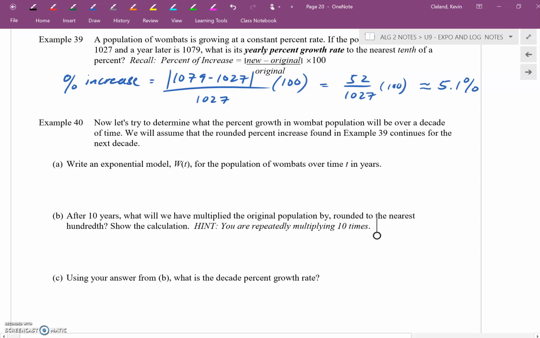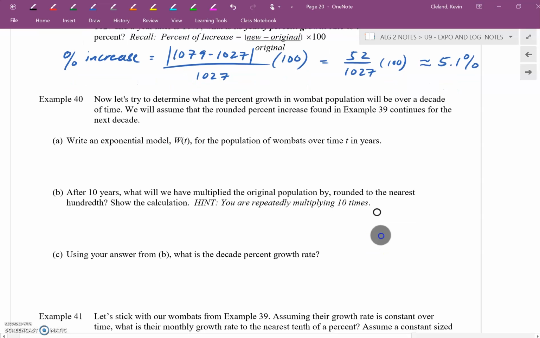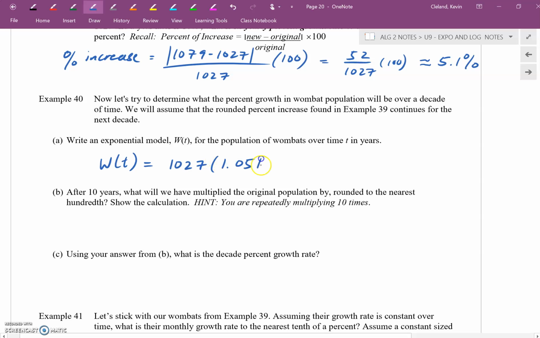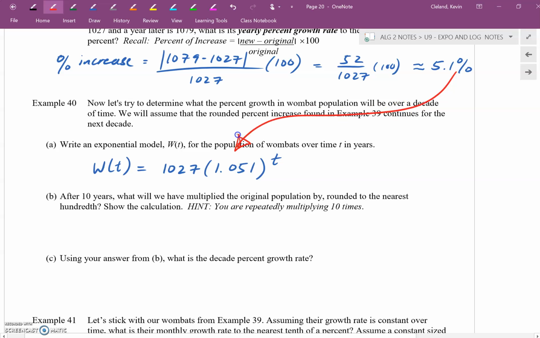And so that's that. Now let's try to determine what the percent growth in wombat population will be over a decade. So first they want us to write an exponential model, calling it W of t, where we have our initial amount times our percent growth rate added on to 100 to the t power. So 100% plus 5.1% is 105.1% converted to decimal form there.